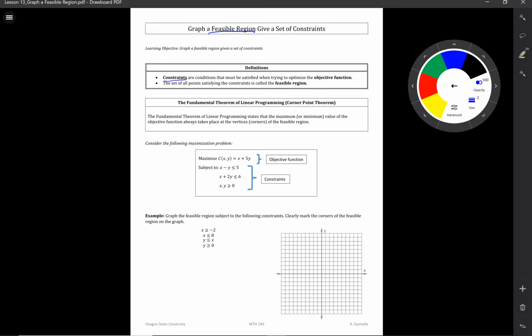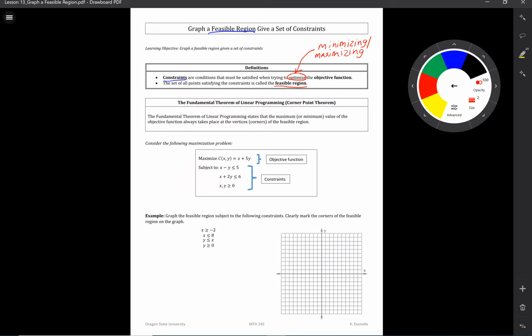Today we're not going to worry so much about this objective function or optimizing it. Optimizing here means minimizing or maximizing. We'll focus on that on Friday. And the set of all points satisfying these constraints is called the feasible region, which is what we are going to focus on today. And we have this theorem called the fundamental theorem of linear programming, or the corner point theorem, and it says the following.